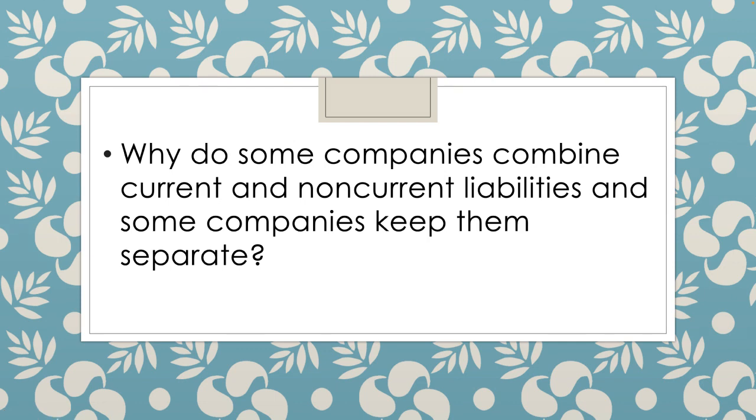Why do some companies combine current and non-current liabilities and some companies keep them separate? So this is another interesting question, right? Companies are required to file a balance sheet with the Securities and Exchange Commission if they want to sell stock inside the United States, but there's no format they are required to follow for the balance sheet other than it has to be a balance sheet. So they have to have assets equals liabilities plus equity. But how they break down their assets or their liabilities, there's no rule that says they have to do it a certain way.